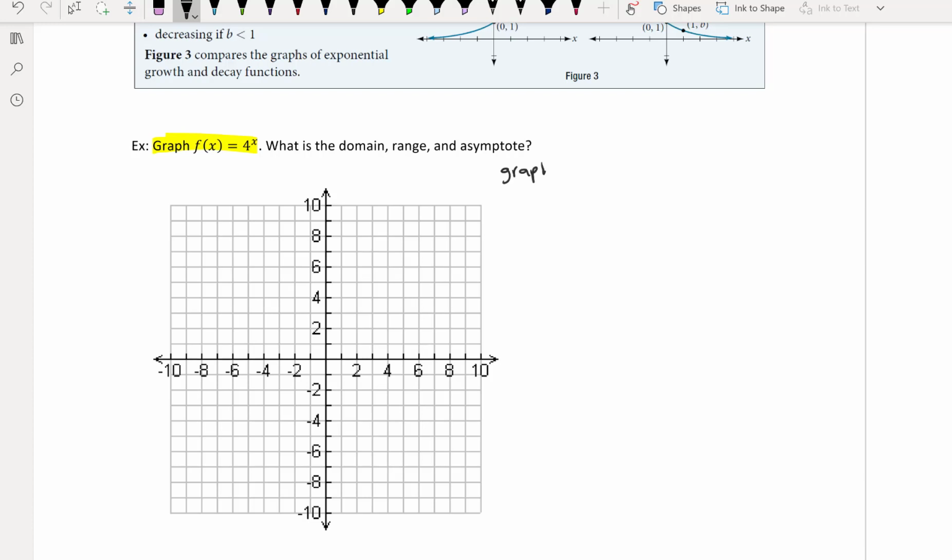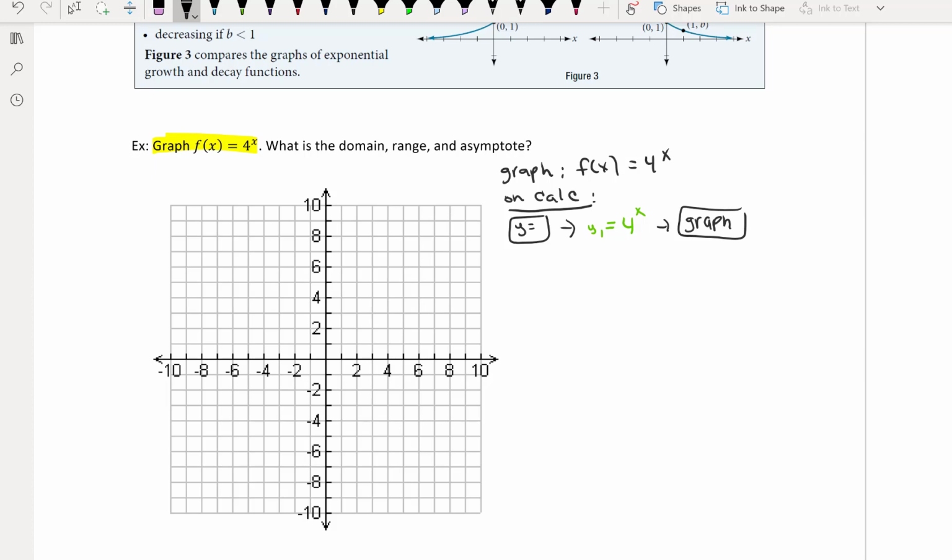So graph f of x is equal to 4 to the x. On the calculator, the first thing you want to do is go to the y equals. Once you go to the y equals, you're going to input y1 is equal to 4 to the x power. Then you press the graph button, and then you can see an outline of the graph.